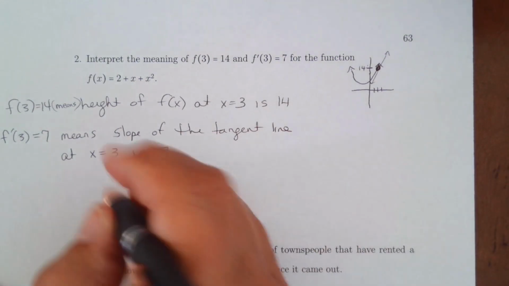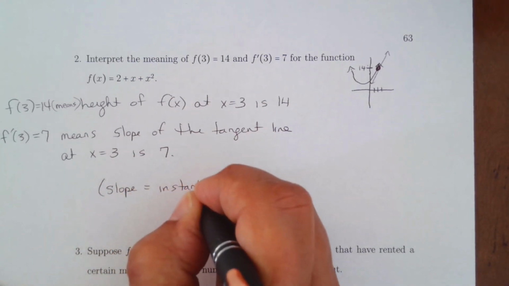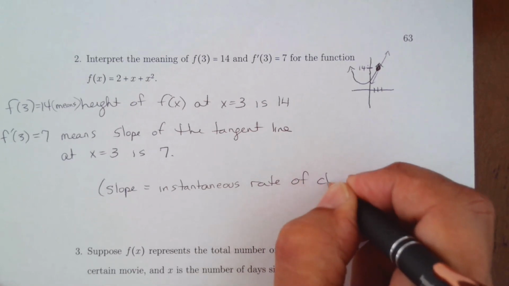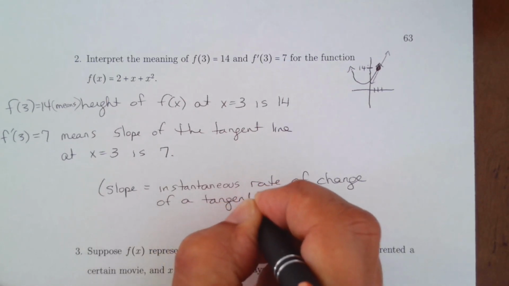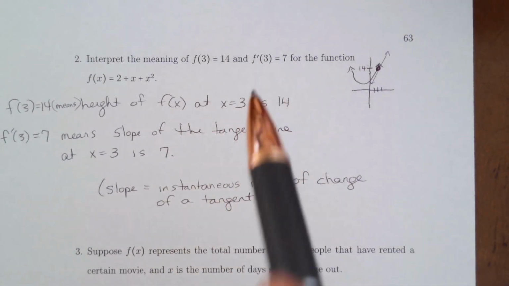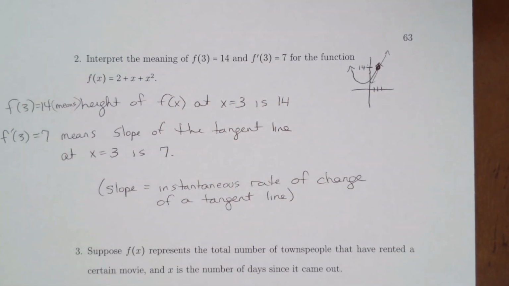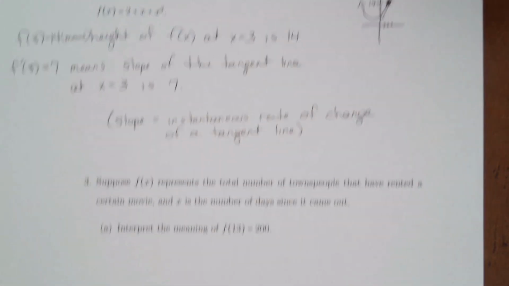And don't forget, slope can be interchanged with instantaneous rate of change of the tangent. I say that because slope is not the average rate of change. It's instantaneous when you're talking about one specific point, when you're talking about a derivative. Anytime you're asked to find a derivative, it is of one specific point. That's instantaneous. I've said that a lot today, so hopefully that's sinking in.